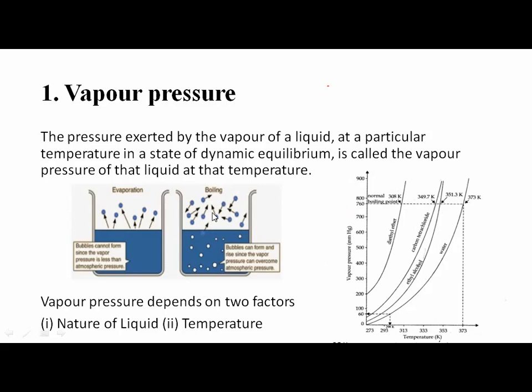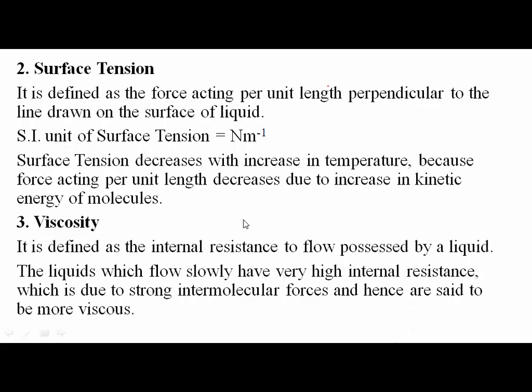When more molecules come into the vapor phase, they will be moving constantly. Heat is acquired, so kinetic energy will be more. So when they are moving randomly, they will collide and exert pressure there. The pressure exerted by the vapor of a liquid above the surface of the liquid, can you see, is called vapor pressure. Vapor pressure depends on two factors: nature of the liquid and temperature.